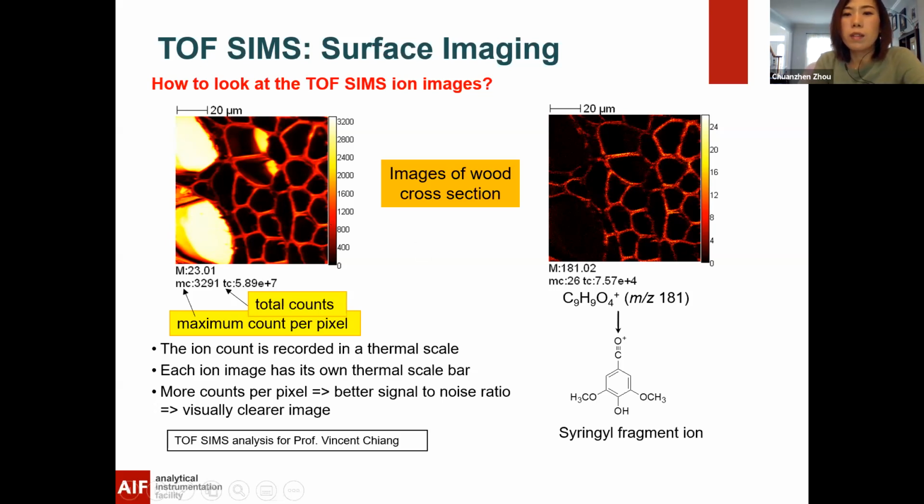If you look at the sodium ion versus this ion, which is one of the lignin ions from the wood cross-section, the maximum count per pixel over here is only 26, and this maximum count per pixel is more than 3,000. But it doesn't mean you have more of these ions than sodium in these materials. Simply, sodium is really easy to ionize, so it's really easy to detect. It doesn't mean that it has more concentration. So in simple words, the intensity of the ion is not proportional to the concentration. So don't ever use the ion intensity to determine how much of a material is there.